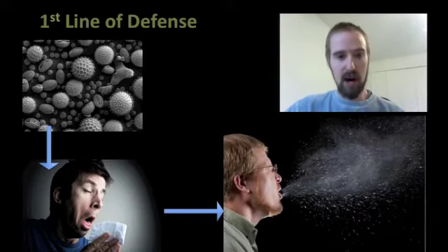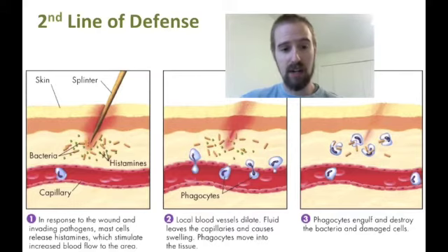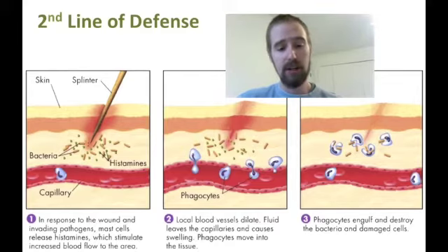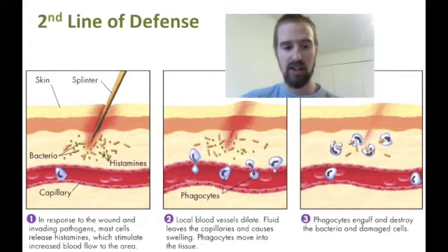Should something get through our first line of defense, it might encounter one of the factors involved in our second line of defense. So say, for example, you get a splinter. And a splinter breaks through your skin, breaks through the barrier that was meant to protect you, and it introduces a little bit of bacteria underneath your skin. And that bacteria could potentially cause an infection.